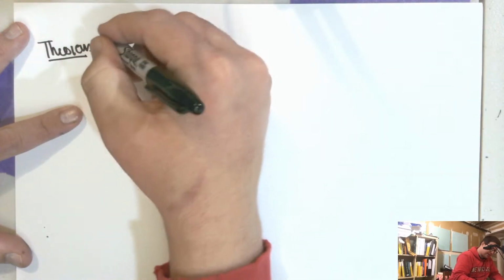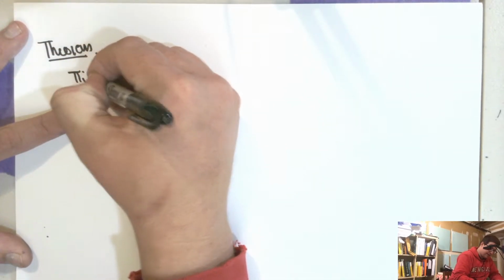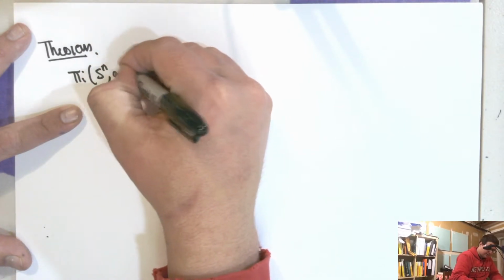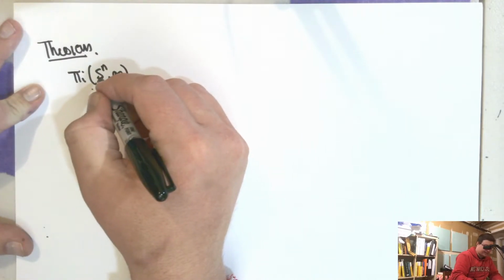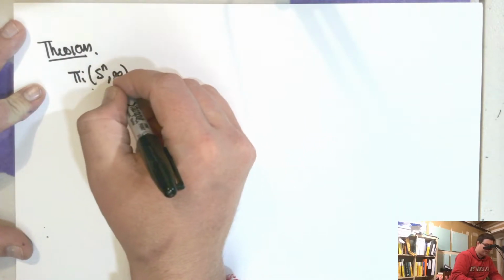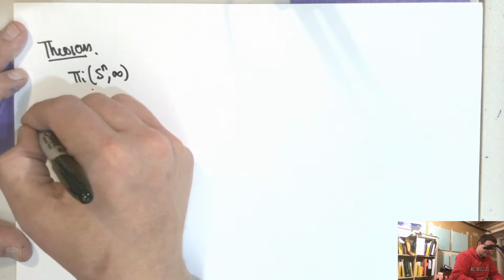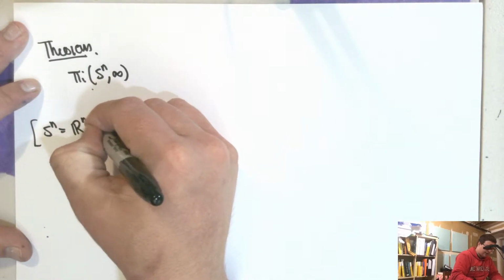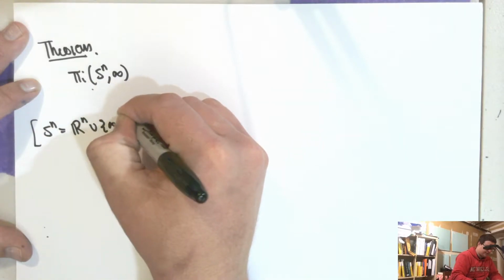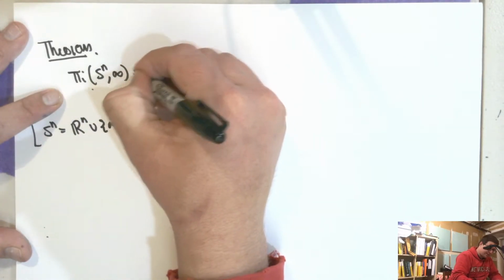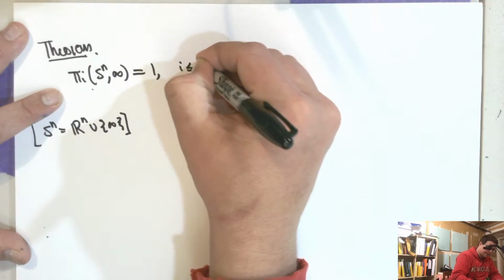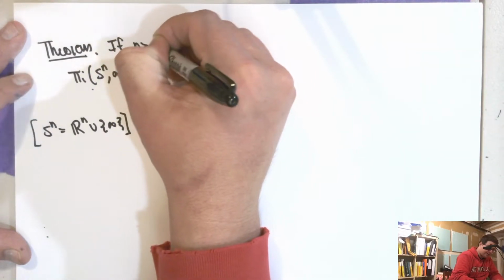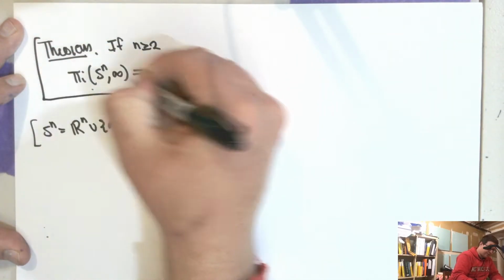It says that pi_i of S^n, where here we're viewing S^n as R^n plus a point at infinity. Recall that we're really viewing S^n as R^n union infinity. So this is going to be equal to 1 for i less than or equal to n, and if n is greater than or equal to 2. Right, so this is what we want to prove.